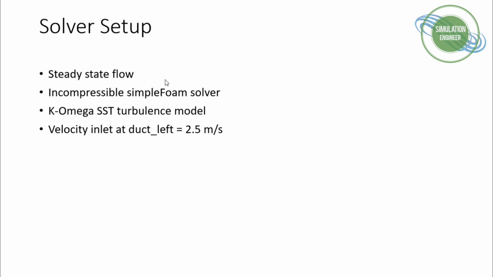So it will be a steady state flow, and as mentioned earlier, we will be using the incompressible simpleFoam solver with K omega SST. As inlet boundary condition, I'll be using a velocity inlet at the duct underscore left patch. If you remember in the meshing part where we assigned the patches to the duct or the fluid domain, we defined duct underscore left as a patch, which will be a velocity inlet. So 2.5 meters per second will be the velocity.